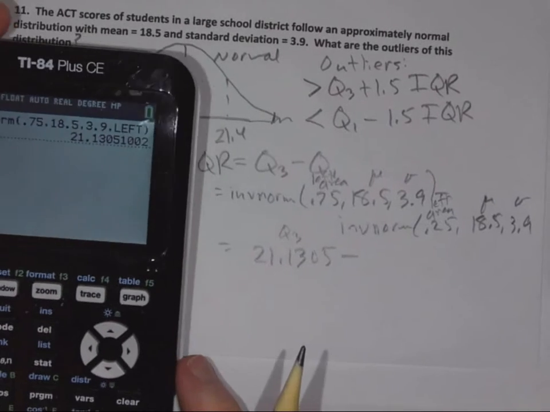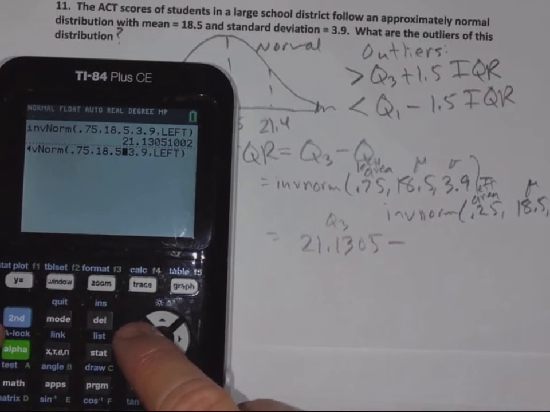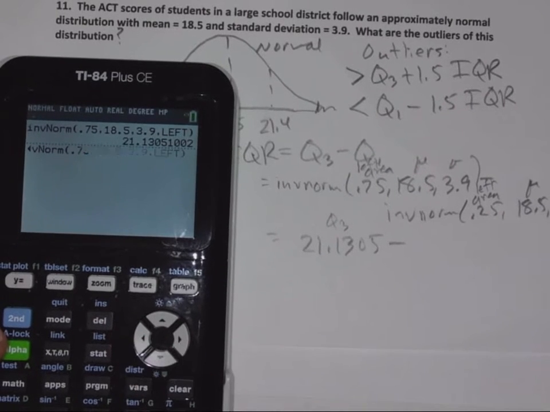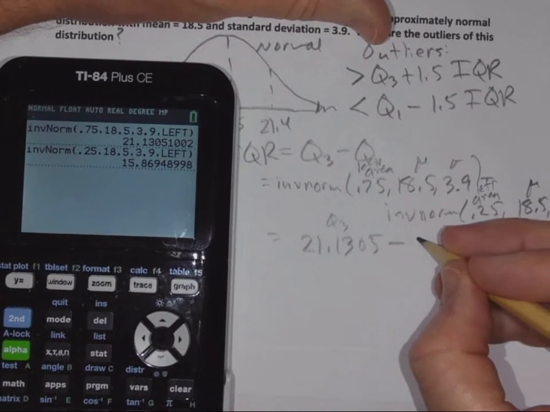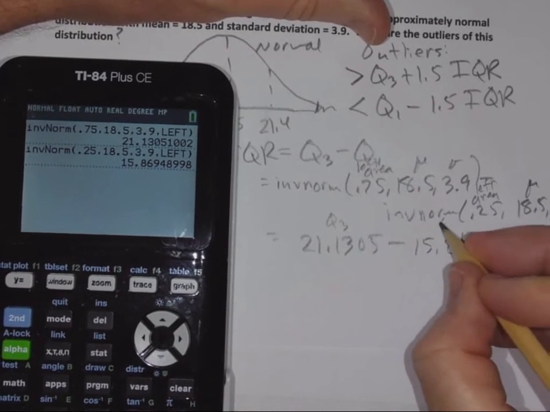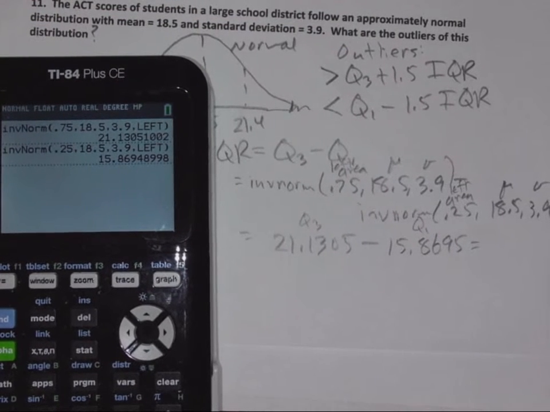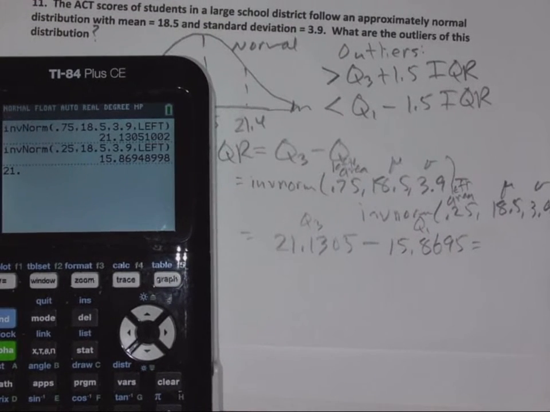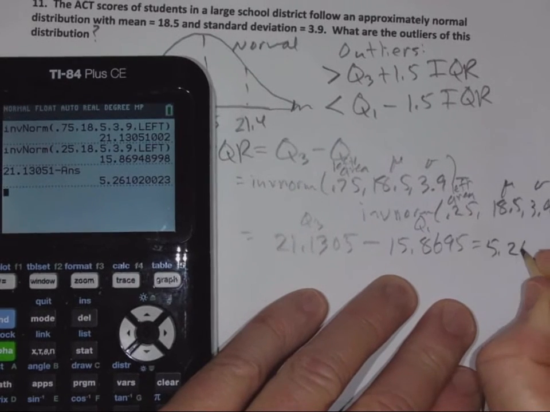Third quartile. Then if I do second entry and do the same thing with 0.25, that tells me my first quartile, my lower quartile, which is 15.8695. That would be Q1. And so my interquartile range, I'll just subtract those two values. 21.1305 minus 15.8695 is equal to 5.261.